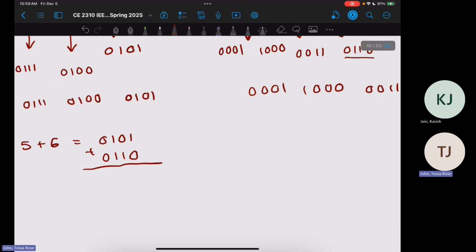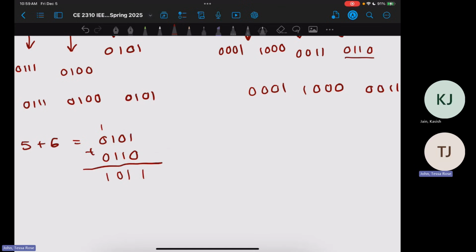So you add that as a binary number. So 1 plus 0 is 1. 0 plus 1 is 1. 1 plus 1 in binary is 0, carry a 1. And then 1 plus 0 is 1. Wait, I did something wrong. 0, 1, 0, 1, 0, 1, 1, 0. 1 plus 0, oh, sorry, 1 plus 0 is 1. 0 plus 1 is 1. 1 plus 1 is 0, carry the 1. 0 plus 0 plus the carry is 1.